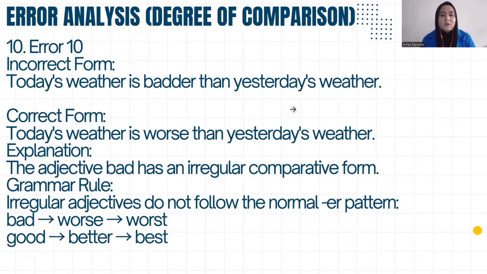And the last one: "Today's weather is more bad than yesterday's weather." The correct one is: today's weather is worse than yesterday's weather, because the adjective bad has an irregular comparative form. And the grammar rule is irregular adjectives do not follow the normal -er pattern, like bad to worse, like good to better to best.